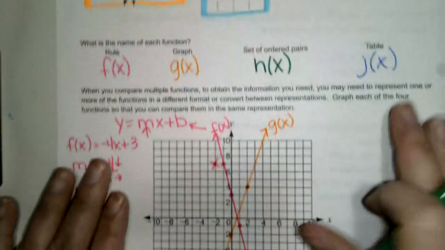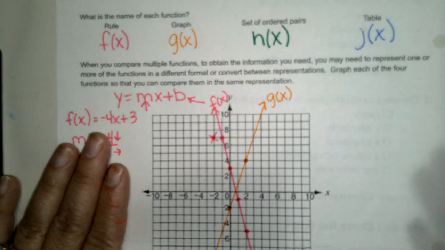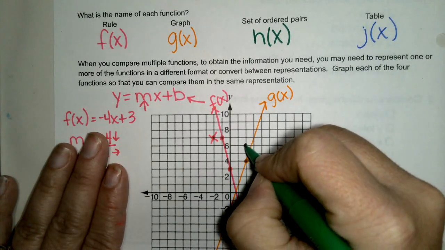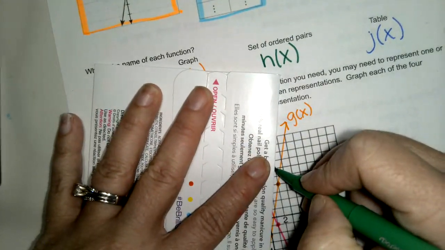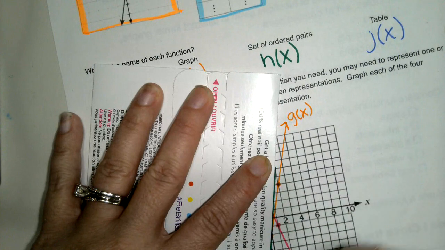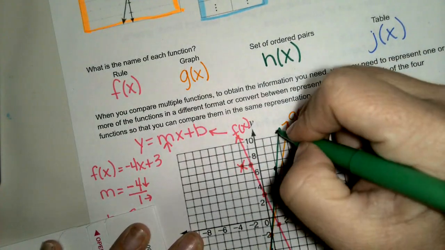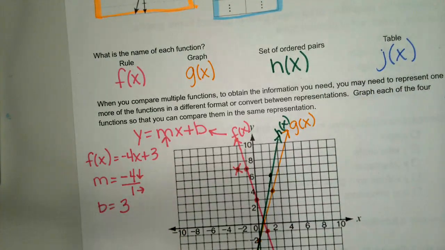So 0, -2 is right here. We already have 1 point on that, but we can put another point there. That's fine. Over 2 up 6 is right here. So I'm going to connect those 2 points. Yes, I know this is going to get rather difficult to read. That's why I'm using so many different colors to help us out. So this one is h of x.